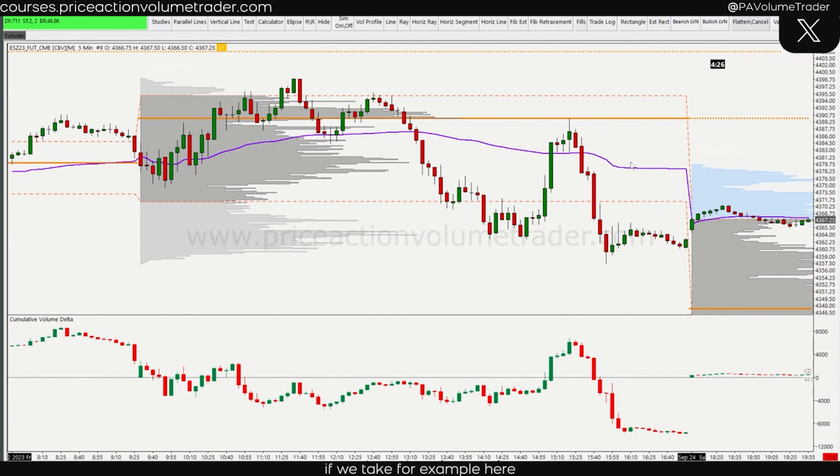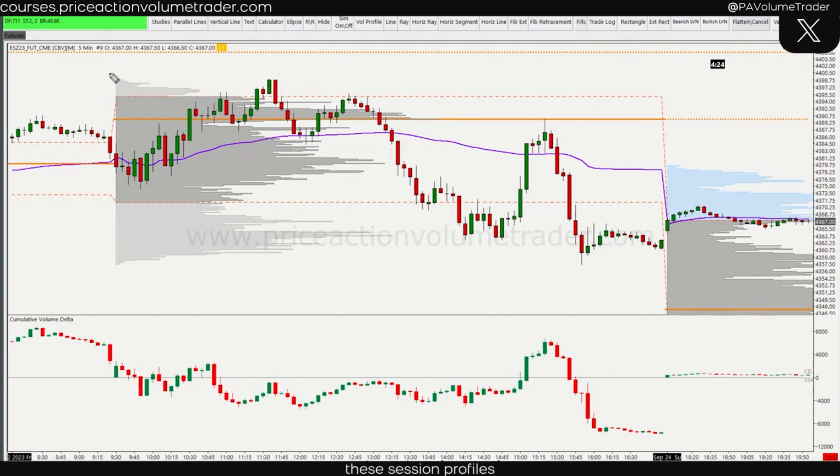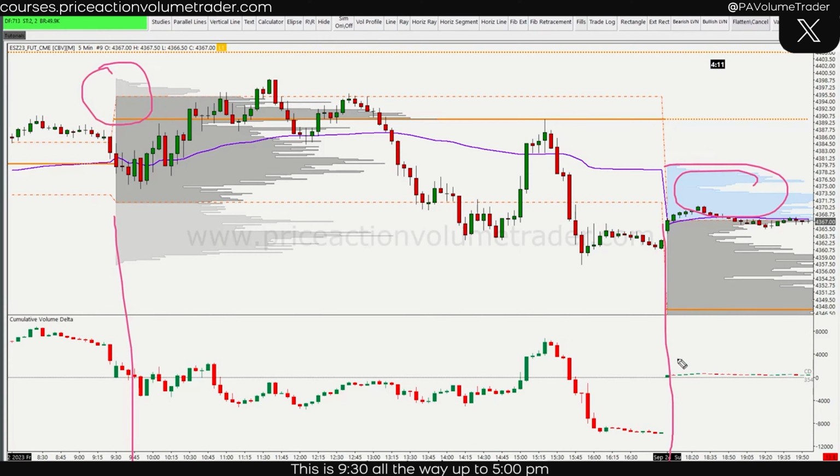If we take, for example, here, these session profiles, the ones that are blue, these are extended hours, so this is a lot less volume. We're going to focus mostly on regular trading hours. This is 9:30 all the way up to 5 p.m. This is regular market hours right here on the chart.